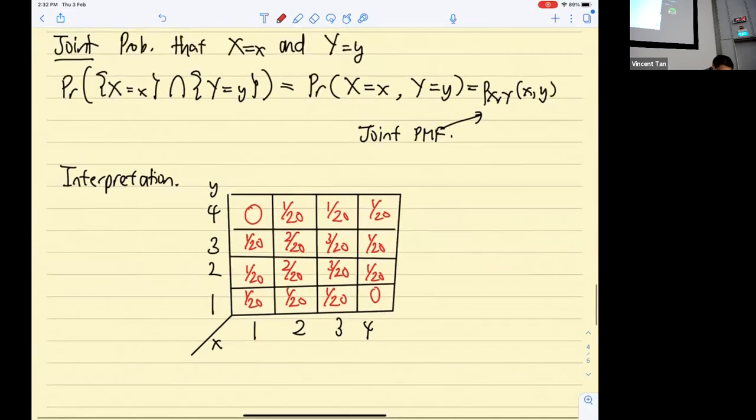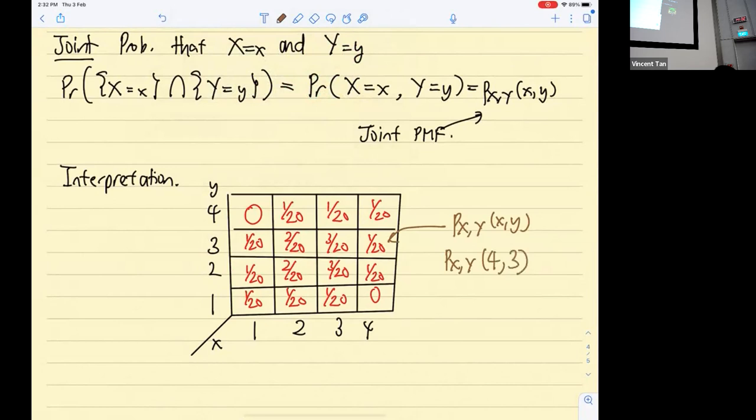So what am I drawing out? Each box here represents P of XY, x y. For example, this box that I've just highlighted represents P of XY when X takes on the value 4 and Y takes on the value 3. That is what is represented by this little entry of the matrix. All the entries of this matrix represent the joint probability that X is equal to some little value x and Y is equal to some little value y.